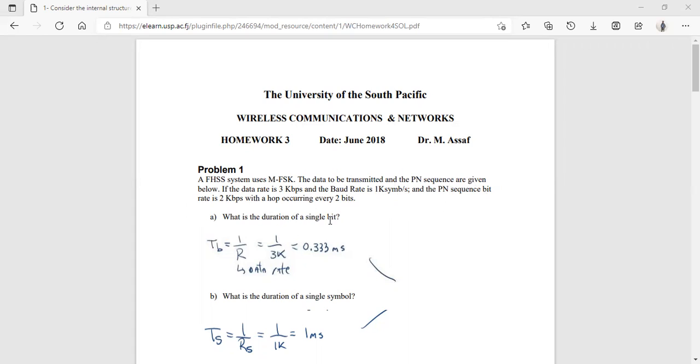So for the duration of a single bit, we know that the data rate is 3 kilobits per second. Based on this, we can calculate the duration of a single bit. The duration of a single bit is given by 1 upon the data rate. So 1 upon 3 kilo, which is equal to 0.333 milliseconds, or basically 1/3 milliseconds.